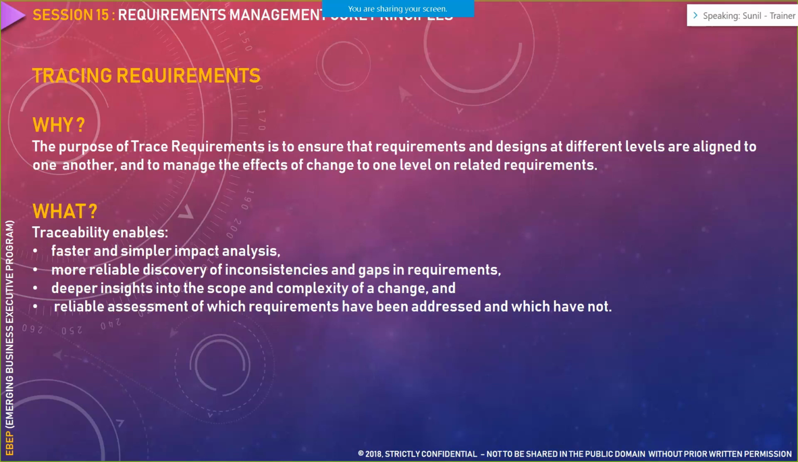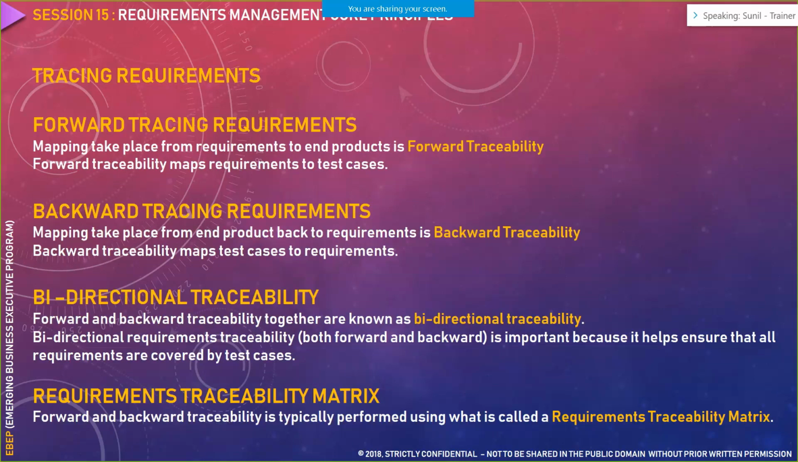So you can essentially keep track of what all things you have done today and what all things you are going to do tomorrow, if the analysis of that particular change is taking you more than 1 to 3 days. So traceability would help you in that process as well. Now, when it comes to traceability, there are essentially four things: forward tracing your requirement, backward tracing your requirement, bidirectional traceability, and requirement traceability matrix.